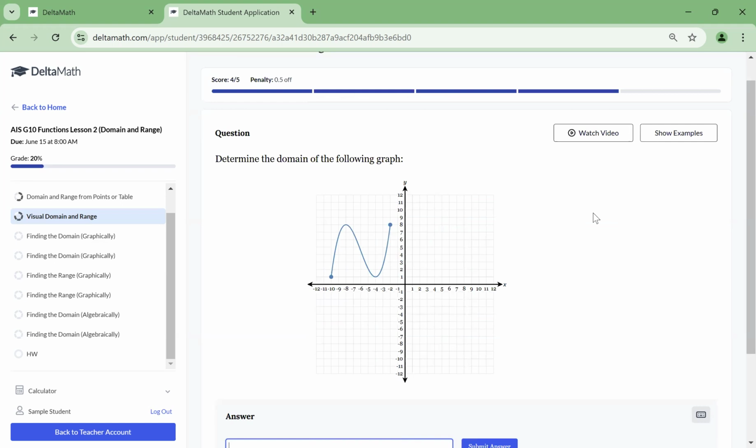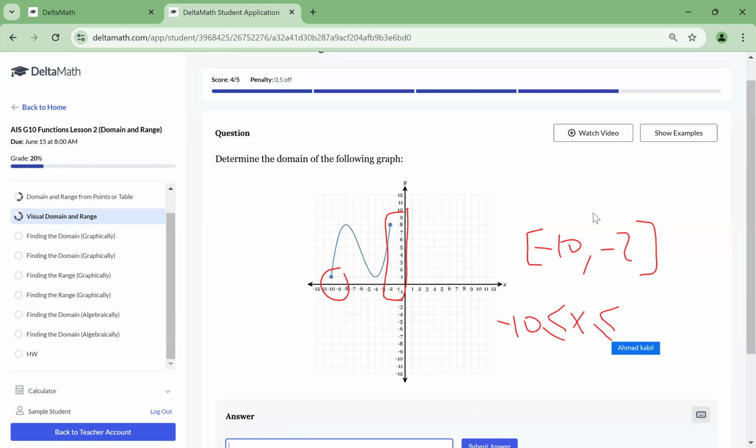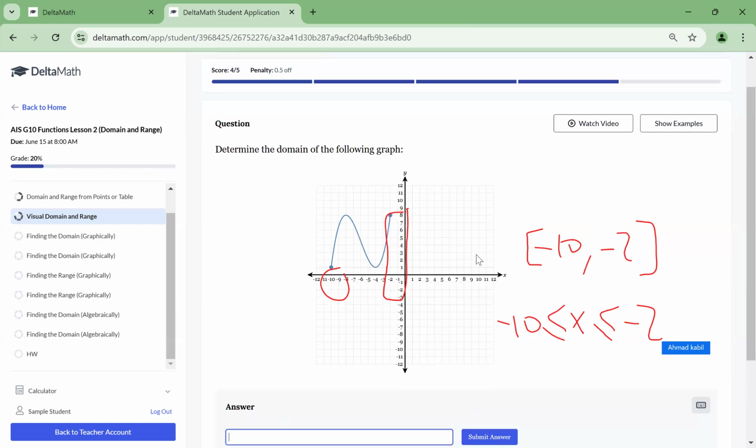So here, for example, this is the domain again, but the endpoints here are included. So we can either write it as [-10, -2] in square brackets, or -10 less than or equal to x less than or equal to -2.